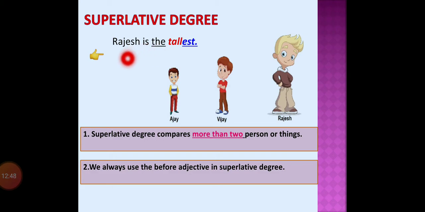So here the uniqueness is among these 3 boys, that Rajesh is the tallest, means we want to show that there is no one taller than Rajesh. Okay, so always remember one thing, in superlative degree we have to use the article, then the adjective followed by "est". Okay, the tallest. So this is the second rule.